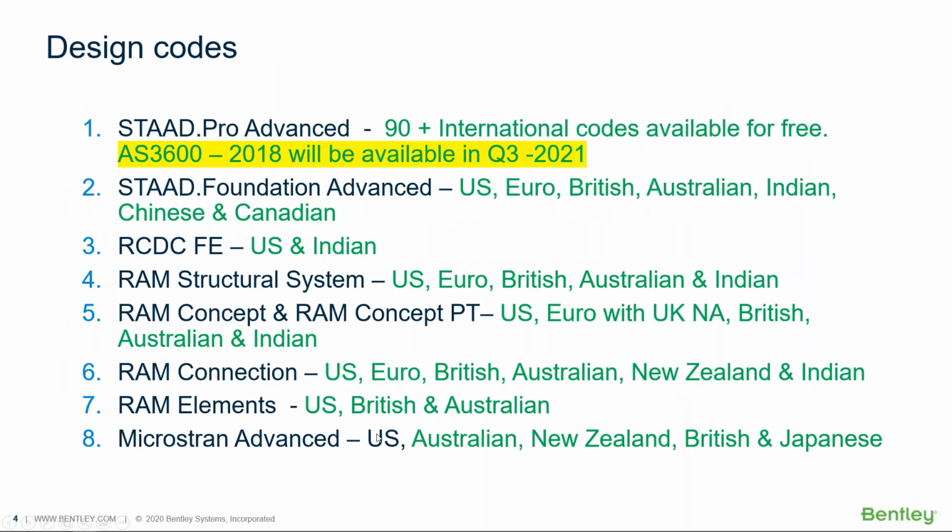So for the design codes coverage, you can see Eurocode, which is what we use in Singapore and Malaysia, is covered in 5 out of these 8 products. StatPro has the Eurocode Singapore National Annex for both steel and concrete, and the Australian AS 3600 2018 code will be available in Q3 this year. The steel code is already there in StatPro. It's just the concrete code which will be implemented in the next quarter this year. And other than that, today's programs, RAM Structural System and RAM Connection, both have the Eurocodes.